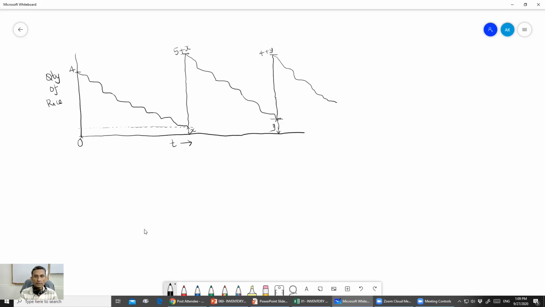So you can see that with time, the quantity of rice in my kitchen is moving up and down, right? It suddenly goes up when I replenish. This is called replenishment.